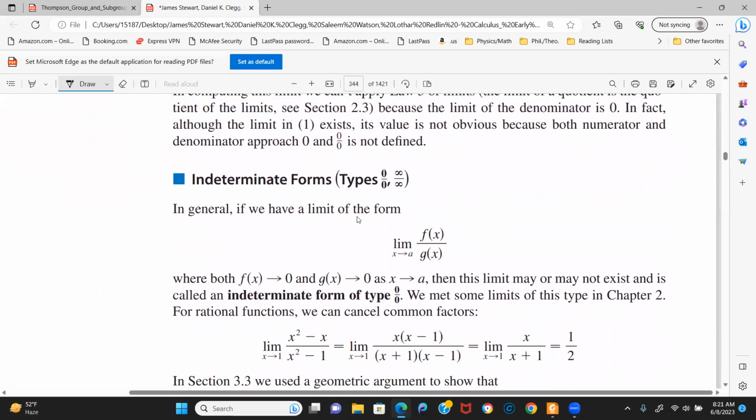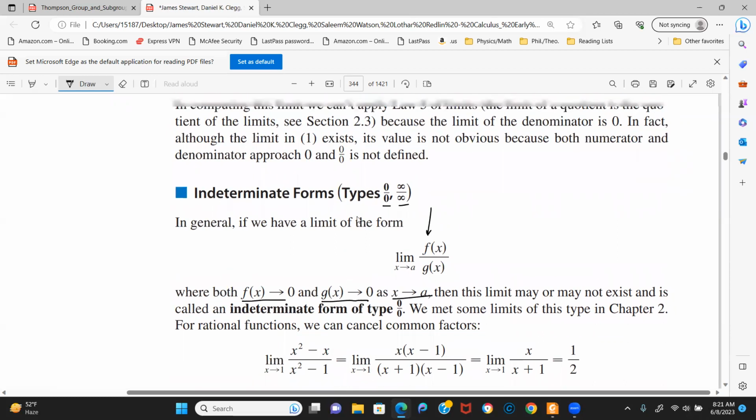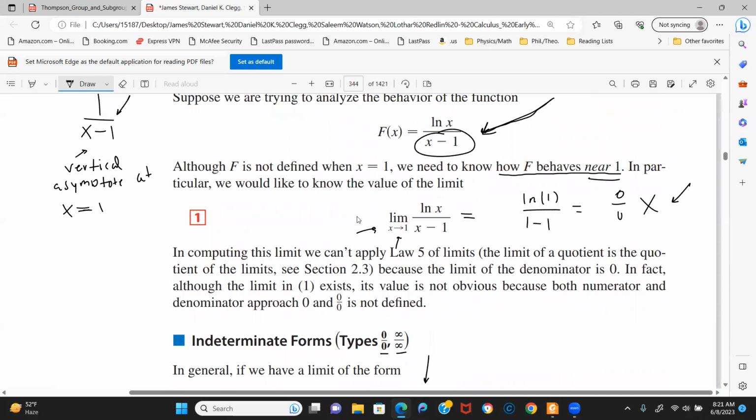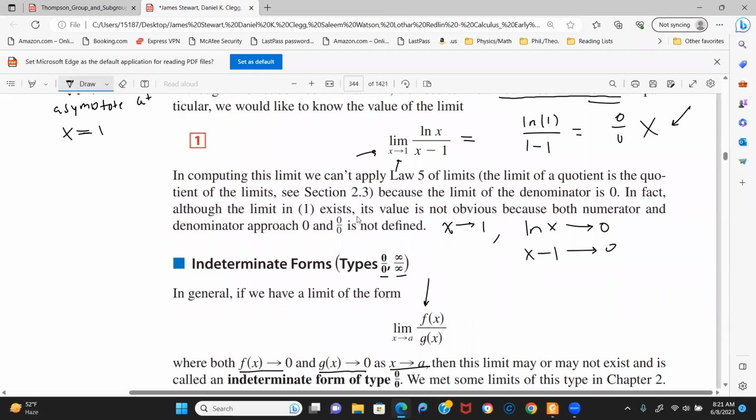And so, for example, they're going to be of the form 0/0 or infinity/infinity. The only limits that give us trouble are ones of this form or some variation of that, where f of x approaches 0 and g of x approaches 0 as x approaches a, like right up here. So as x approaches 1, we have that ln of x approaches 0 and x minus 1 approaches 0. So this gives us an indeterminate form of 0/0.